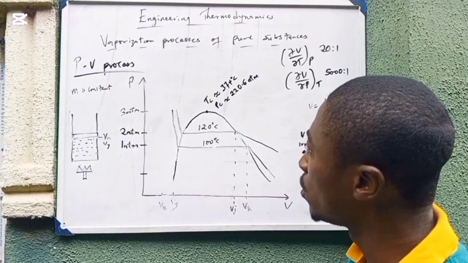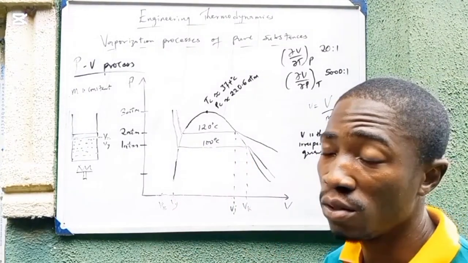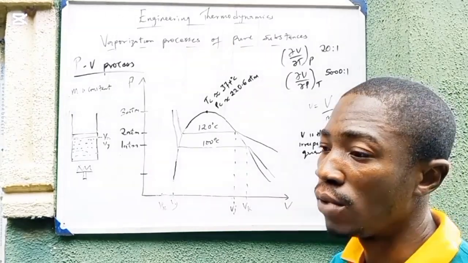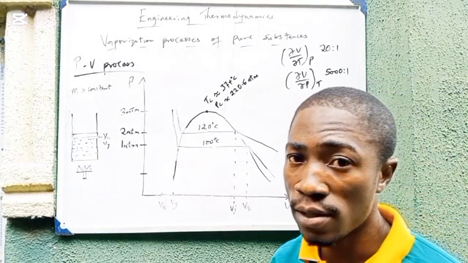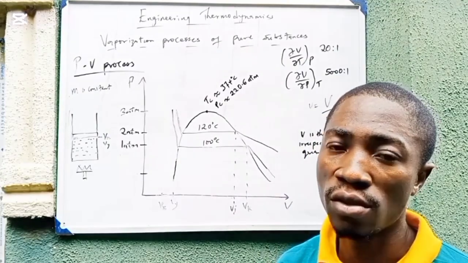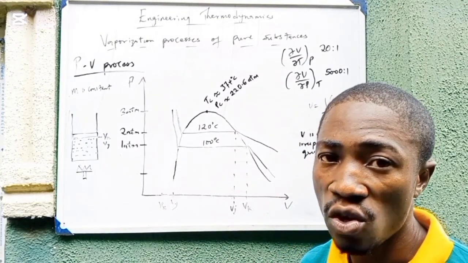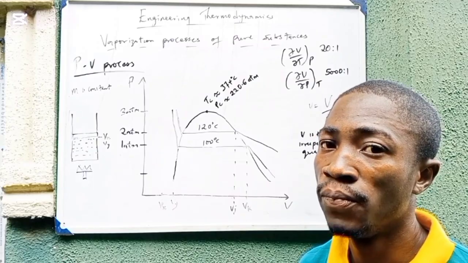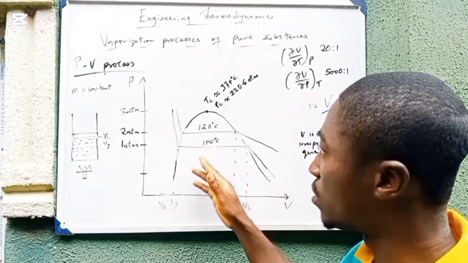Then look at what happens when temperature is fixed at 100 degrees Celsius. Because what we do in the PV process is that temperature is kept constant instead of pressure. So first of all, fix the temperature. We keep it constant throughout the process. So we are working with a temperature of 100 degrees Celsius.